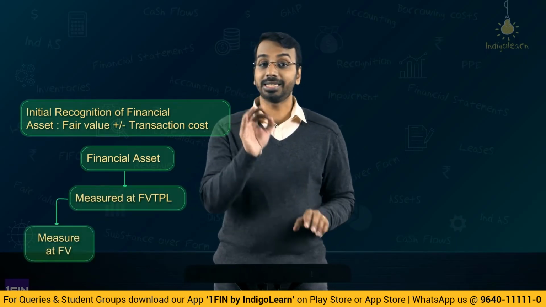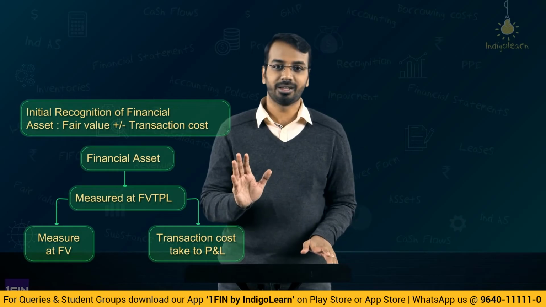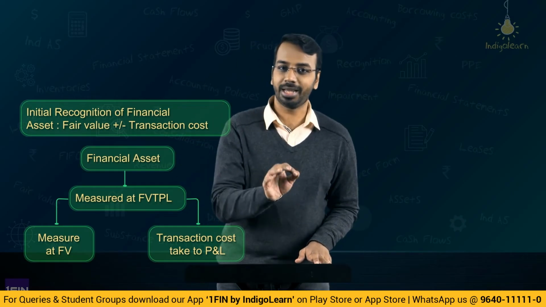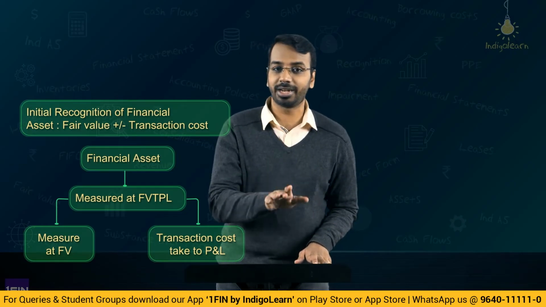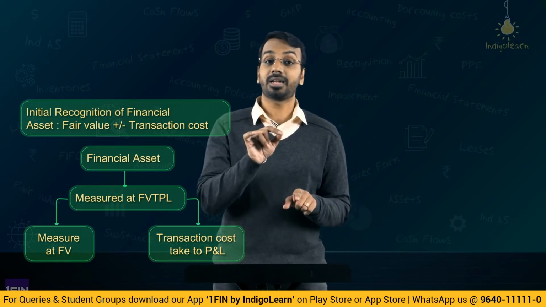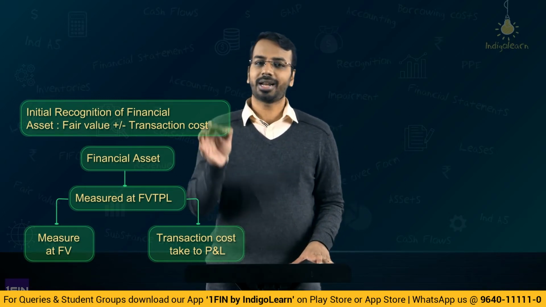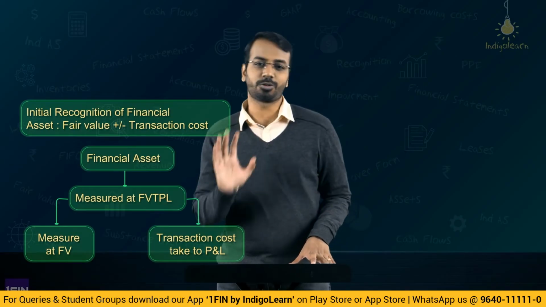Please remember, for initial recognition, financial assets are always measured at fair value plus or minus transaction cost. Then, if it is a financial asset which is designated as measured at fair value through P&L, you will only measure it at fair value. Transaction cost will be directly taken to P&L. So, normally fair value plus or minus transaction cost. In case of fair value through P&L, you will measure it at fair value and the transaction cost will be taken to P&L, right? That is the first aspect. Now, what is this fair value? Transaction price will be considered as fair value in most of the cases.